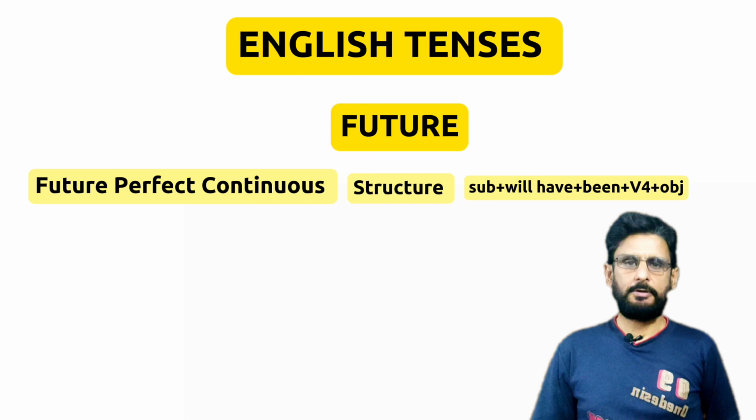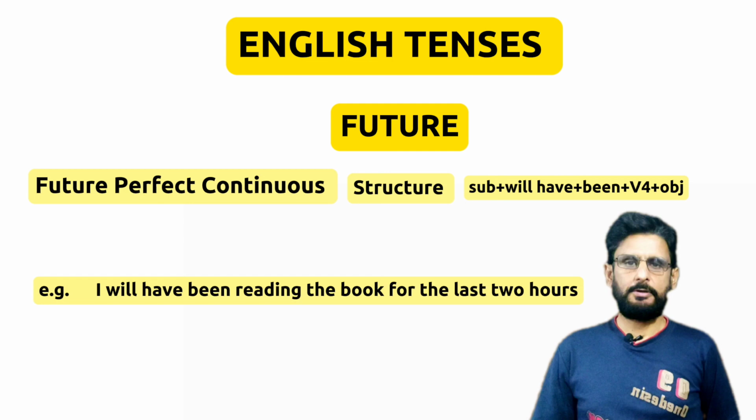So this is the structure. For example, I will have been reading the book for the last 2 hours. So this is the example of it. It has all the basic ingredients of the structure of future perfect continuous tense, it has subject I, will have been is a helping verb, then present participle form of the verb in the form of reading, right? For the last 2 hours is adverbial. So this is the example of future perfect continuous tense.